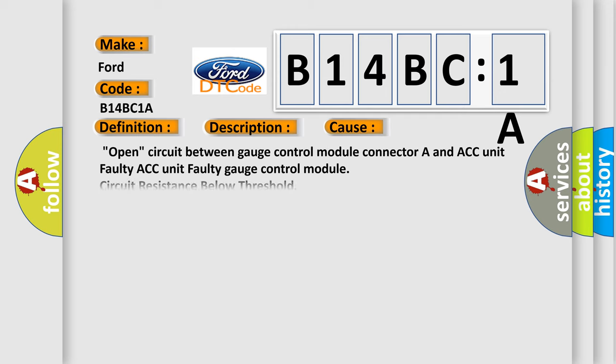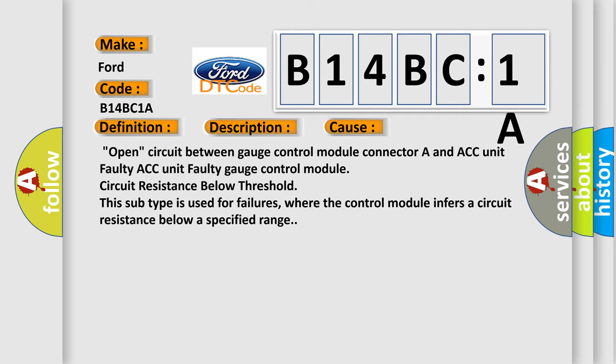This diagnostic error occurs most often in these cases: open circuit between gauge control module connector A and ACC unit, faulty ACC unit, faulty gauge control module circuit, resistance below threshold. This subtype is used for failures where the control module infers a circuit resistance below a specified range.